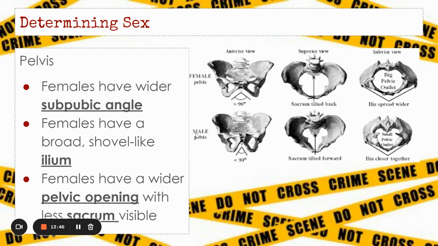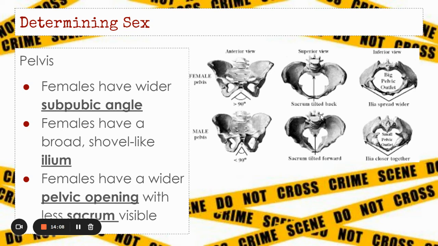And females are going to have a wider pelvic opening with less of the sacrum visible. The sacrum is what we think of as part of the tailbone. So in a female, when we look from the top, the sacrum is going to be tilted backward and you have a large, rounder opening. In a male, the sacrum is going to be more visible when viewing from the top, and it's going to have more of a heart-shaped opening.